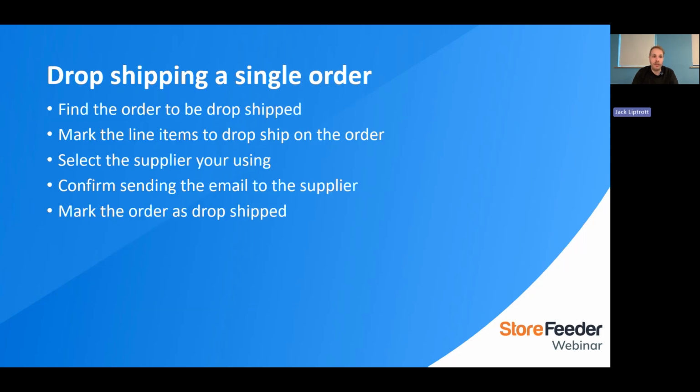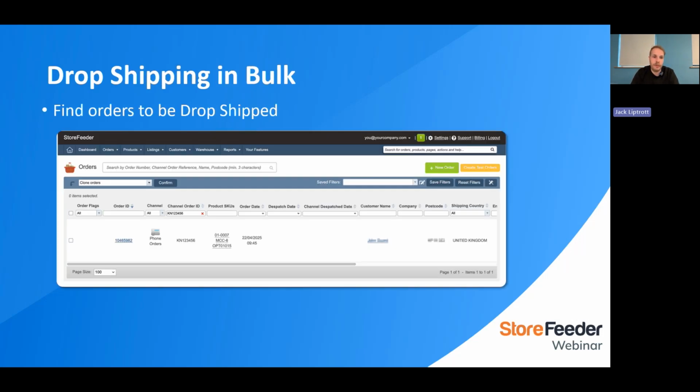So just looking at that again: find the order to be drop shipped, mark the line items to drop ship on the order, select the supplier you're using, confirm sending the email to the supplier, and then mark the order as drop shipped.